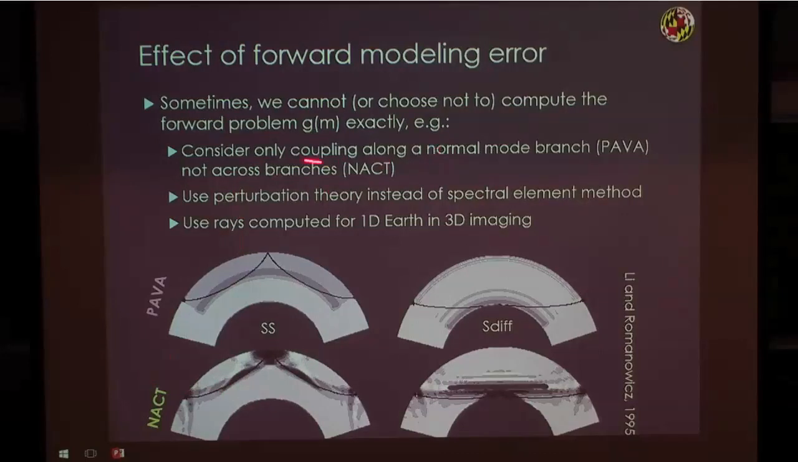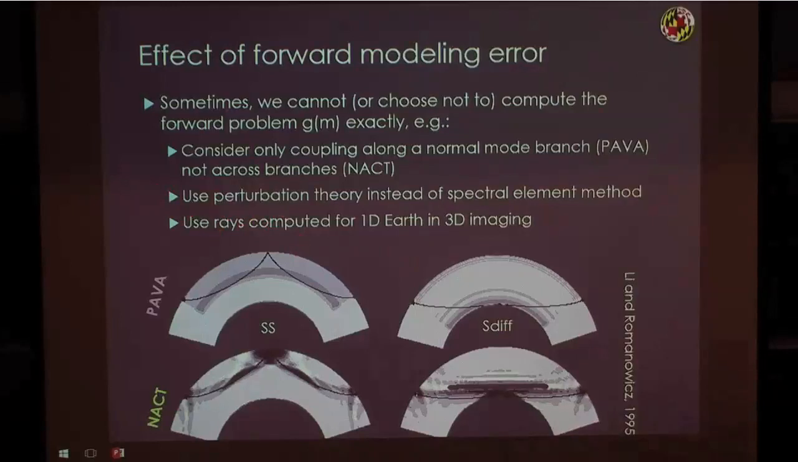You can fix that by, for example, accounting for a cross-branch coupling, and then you build up things like this. So this seems to follow the sensitivity of the wave a little bit more accurately than this approximation there. So that's one way in which we seismologists sometimes futz with the problem and introduce errors. Another thing you might do is use perturbation theory instead of some fully numerical approach, like, for example, the spectral element method. That would be another way you could add some uncertainty.